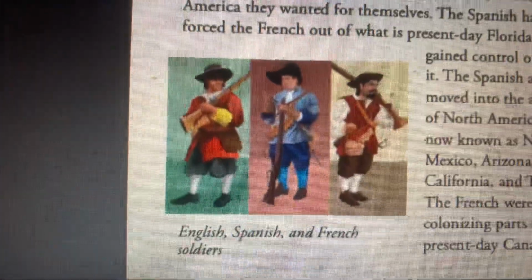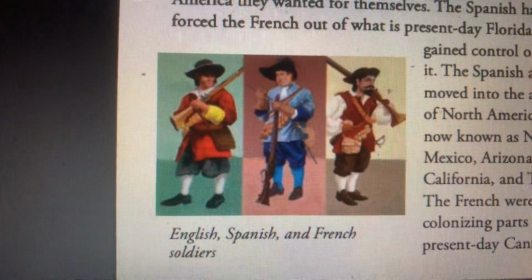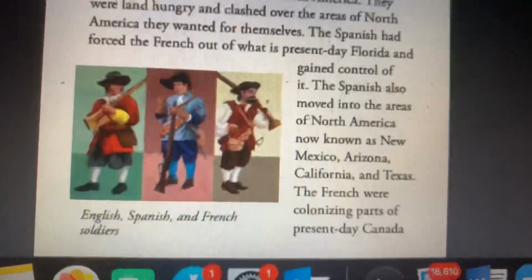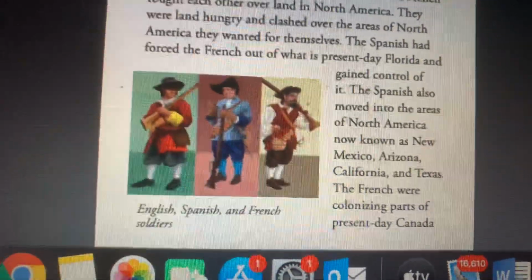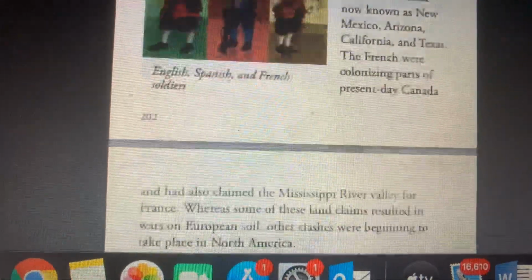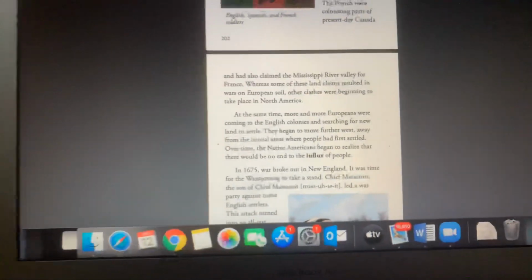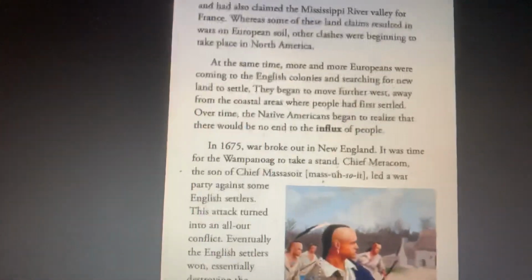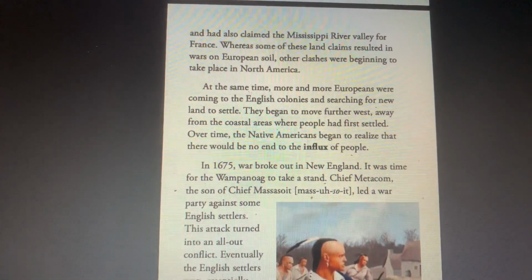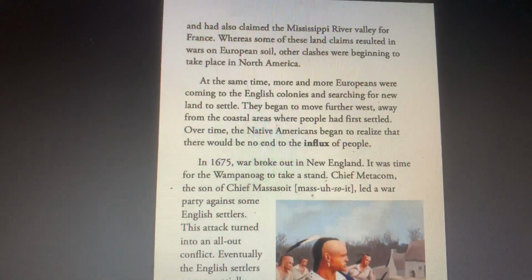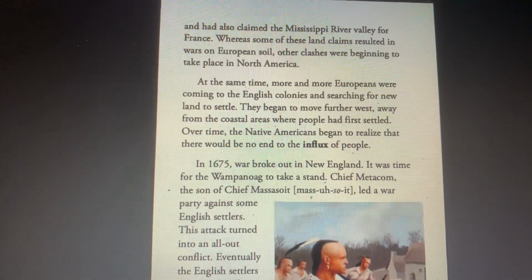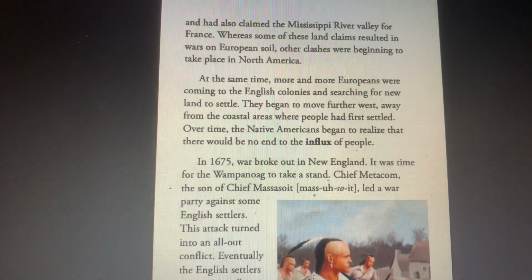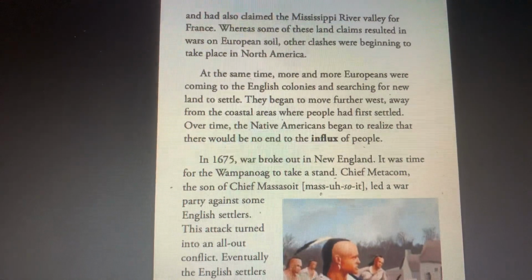Before I move on, you can see this illustration of English, Spanish, and French soldiers. So the French were colonizing parts of present-day Canada, and had also claimed the Mississippi River Valley for France. Whereas some of these land claims resulted in wars on European soil, other clashes were beginning to take place in North America.